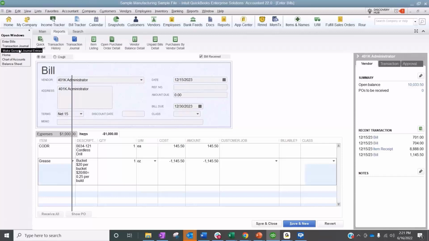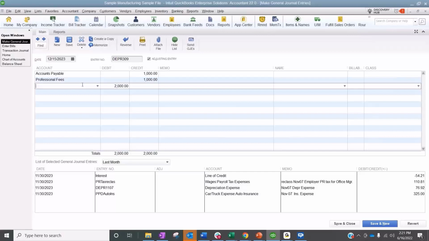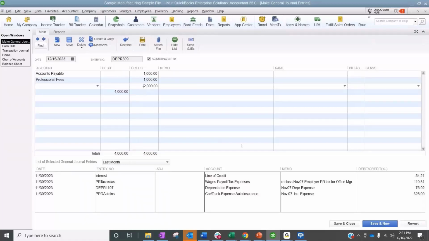So if I go back to my journal entry as an example too, if I try to put in a negative 1,000, look what QuickBooks does when I tab across. It just pops it on over to the credit. Try to put in a negative 2,000, whoop, pops it on over for me. Because negative debit is a credit. A negative credit is a debit.